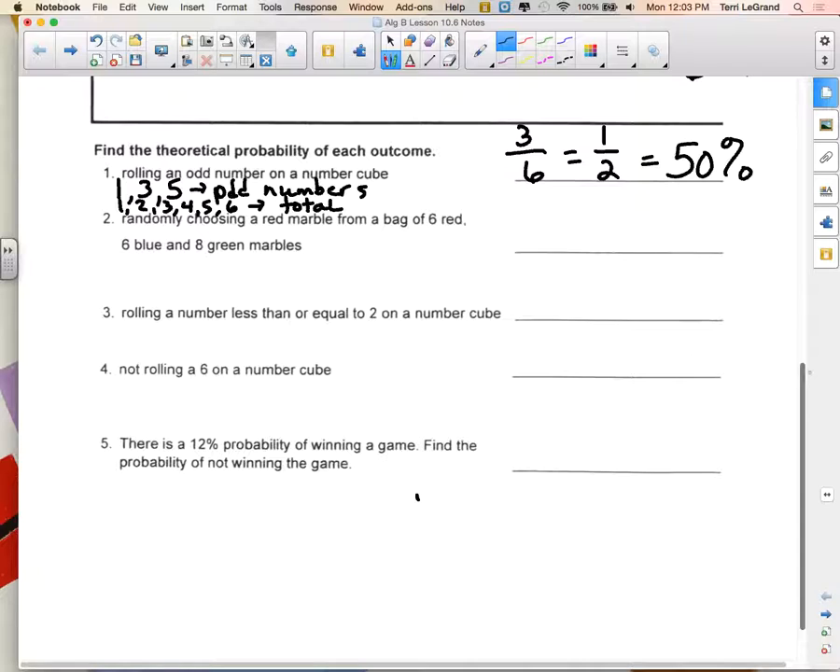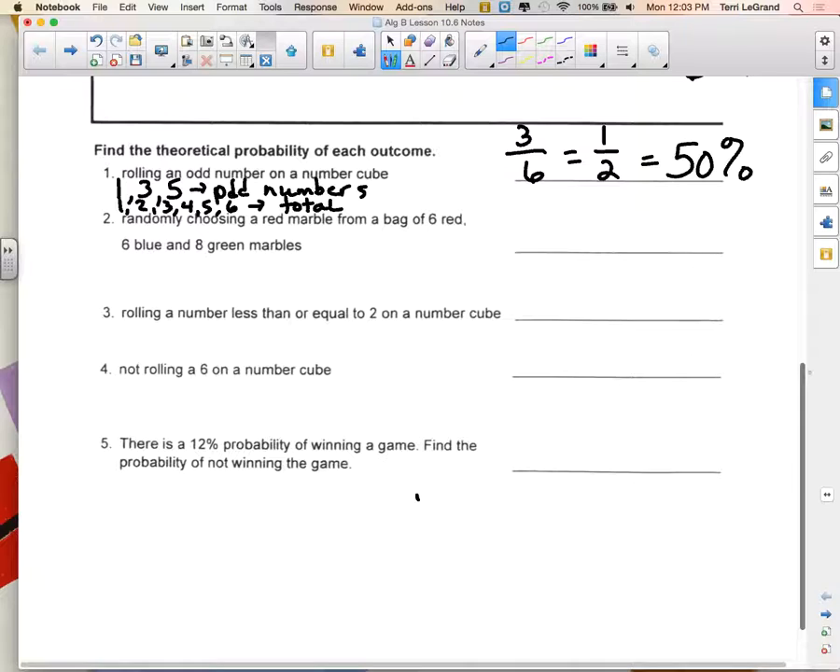As likely as not. Yes, Trey. Just showing work, also kind of like what you did with the fractions of 1. So all of this, all of that. Okay. Randomly choosing a red marble from a bag of 6 red, 6 blue, and 6 green.